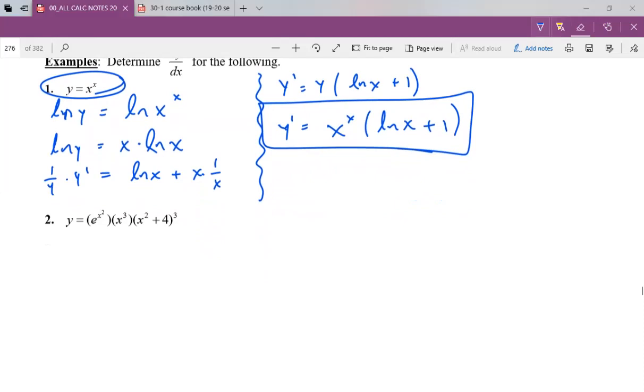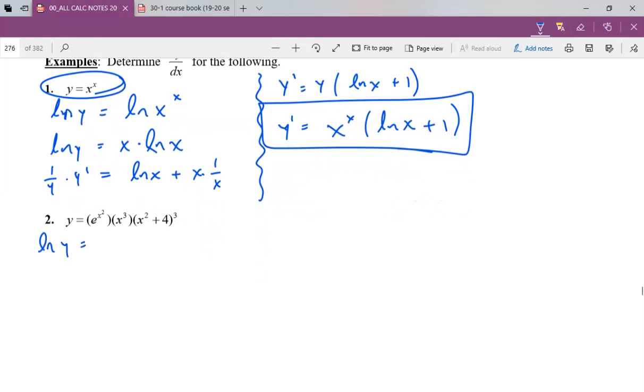Number 2. So now we have y is equal to this whole big long product of these things. Could we use product rule and break it apart, and you'd have to do that twice? Sure we could, but it's going to be much simpler if we just take natural log to both sides.